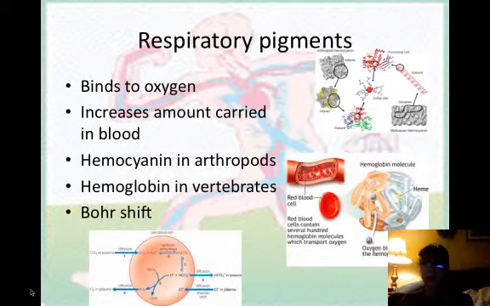The Bohr shift is a drop in pH, which lowers the affinity of hemoglobin for oxygen. When you combine CO2 and water, you create carbonic acid, which lowers the pH, inducing hemoglobin to release its oxygen. Therefore, active tissues that produce CO2 will lower pH and induce the hemoglobin to release more oxygen for cellular respiration.